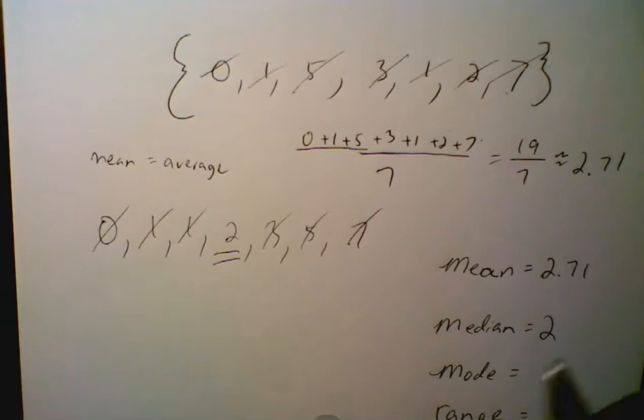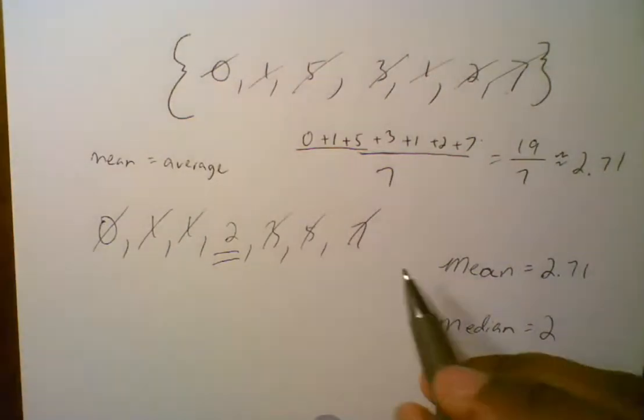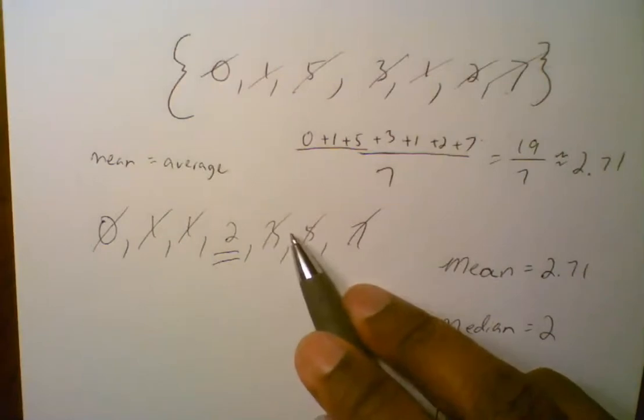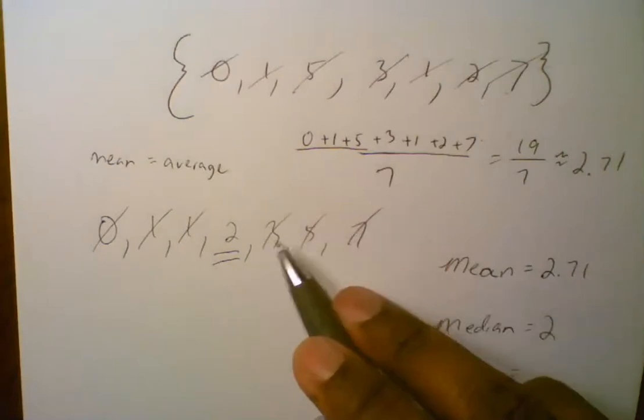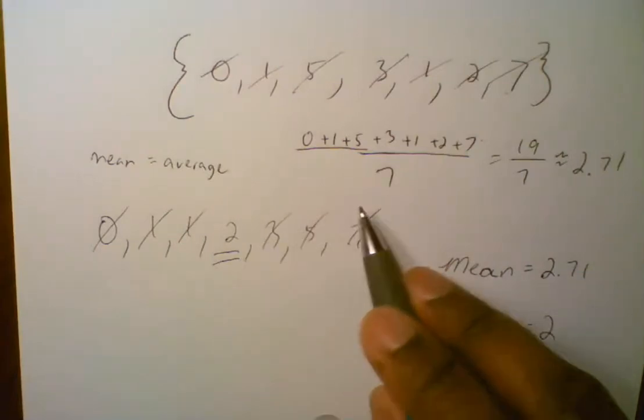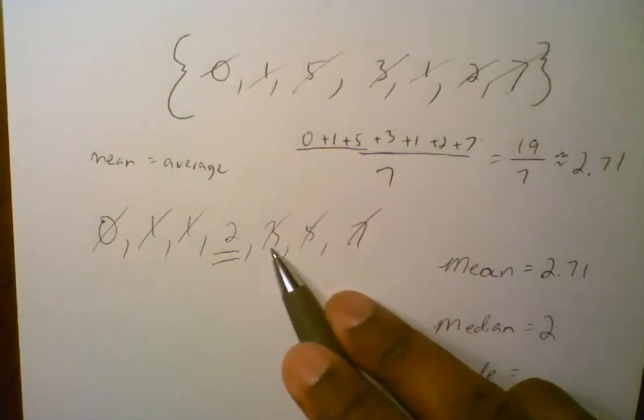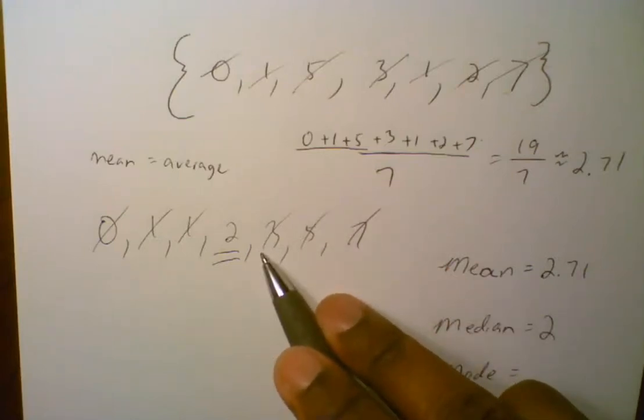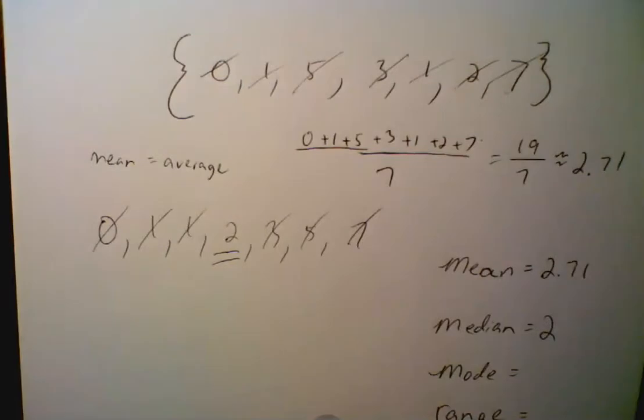So remember, median means the number in the middle. Sometimes you have two numbers in the middle. This has an odd number of data, so you only got one number in the middle. But sometimes you got problems with two numbers in the middle, and then you add those up and divide by 2. We'll talk about that next.